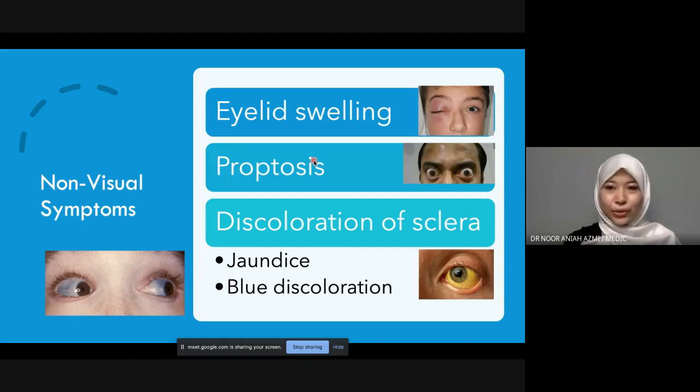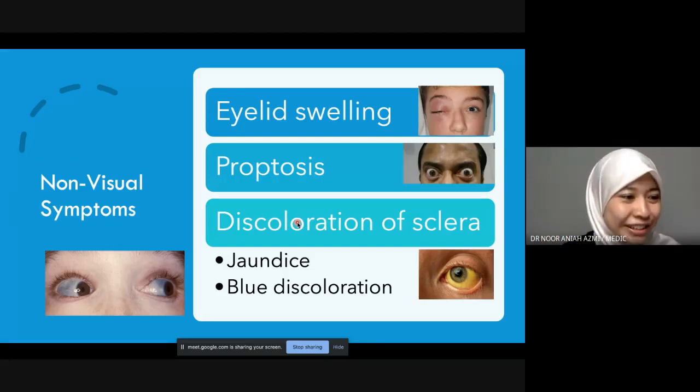Okay, I have a question. If anybody can answer, I want a voice answer. What is the difference between proptosis and exophthalmos? Can anybody answer me? Anyone? Okay, since no one is answering, let's put that.